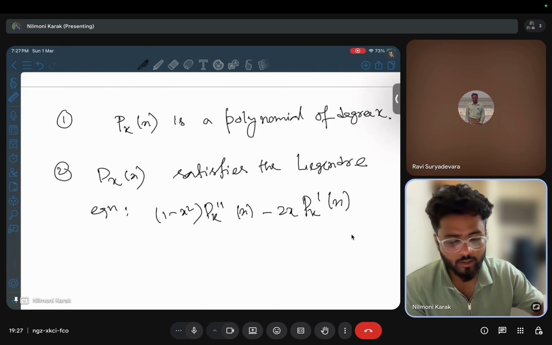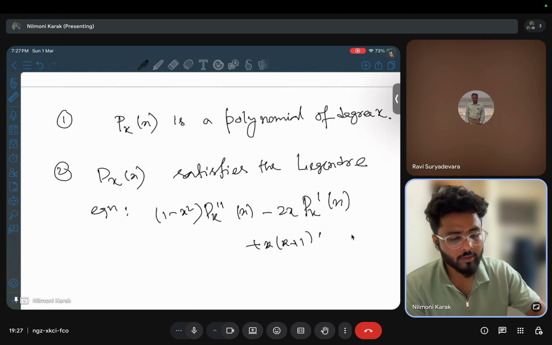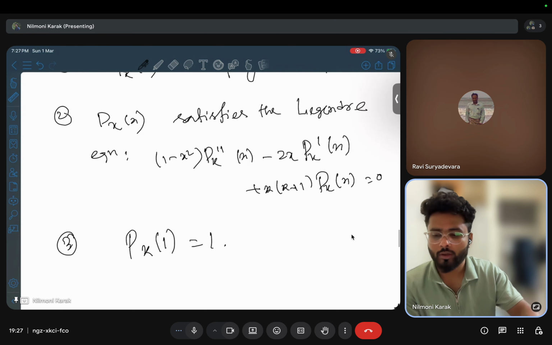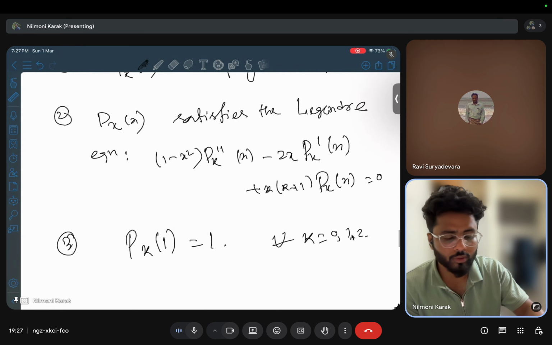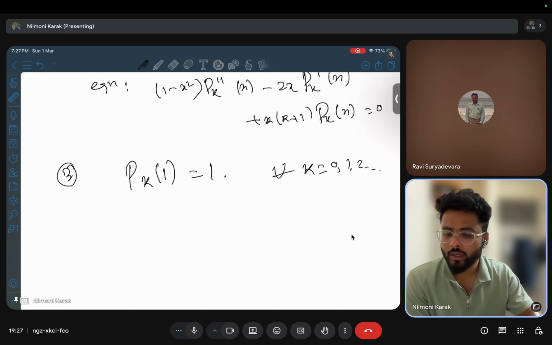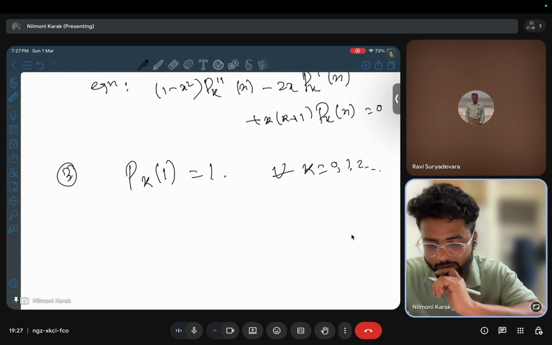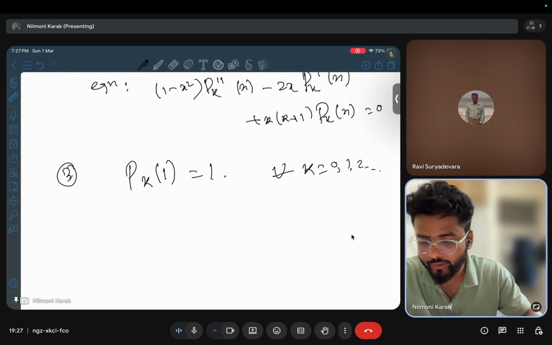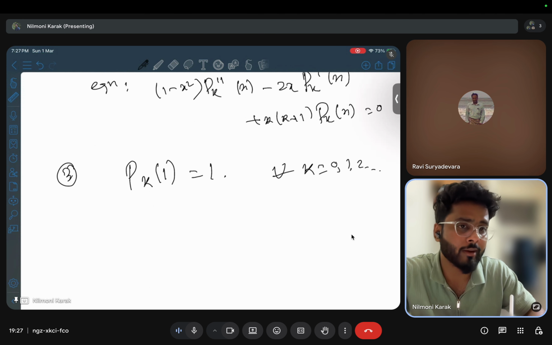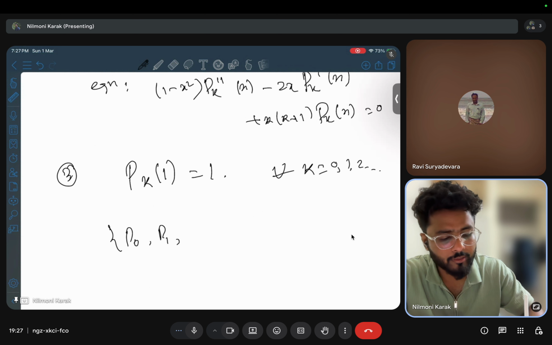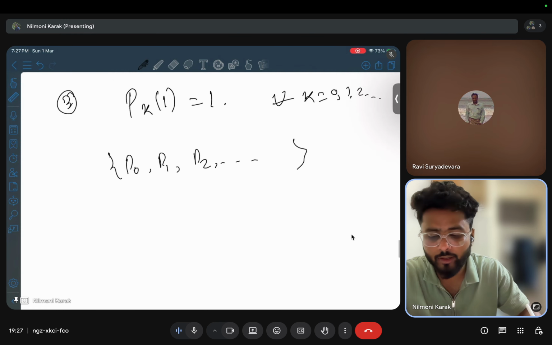P_k'(x) plus k(k plus 1) P_k(x) equals 0. And the third condition should be P_k(1) is 1 for every k equals 0, 1, 2 and so on. Since I already told you, these P0, P1, P2 and so on form a complete orthogonal system.